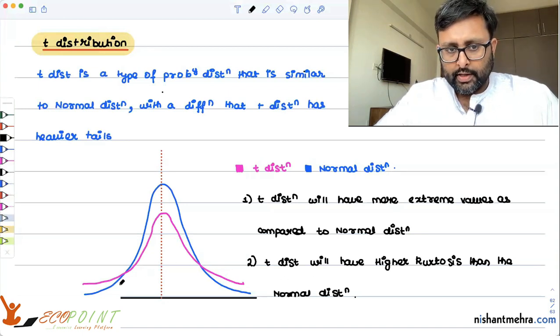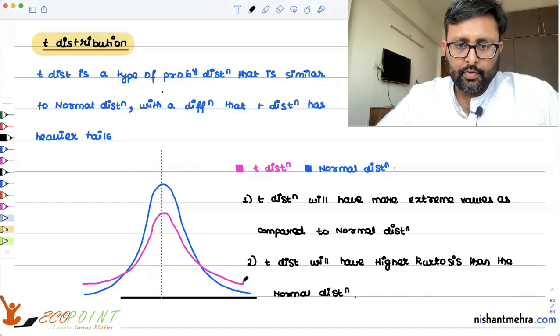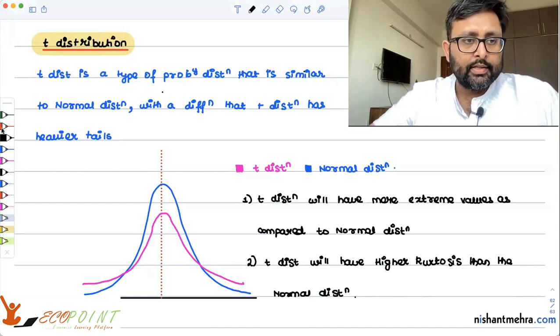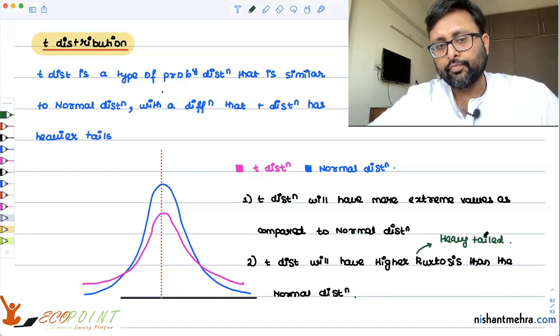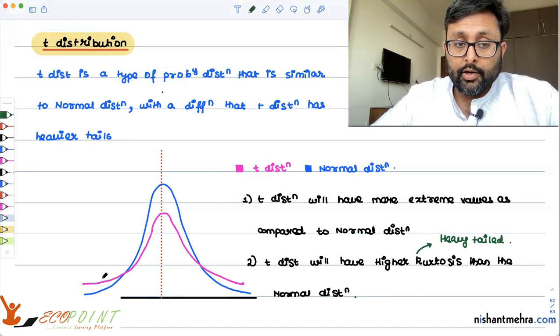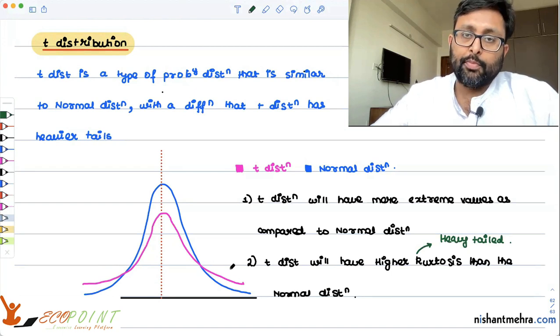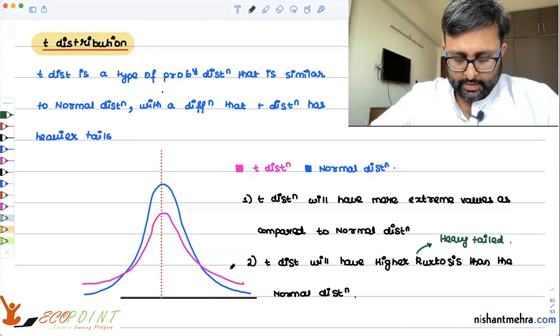Now, in case something has a higher kurtosis, that means it is heavy-tailed. Higher kurtosis is equivalent to saying heavy-tailed. So you might want to see my recording on kurtosis, where I talked about these tails. And one more thing is, kurtosis is more concerned with the tails instead of the peak. Right? That is the idea.